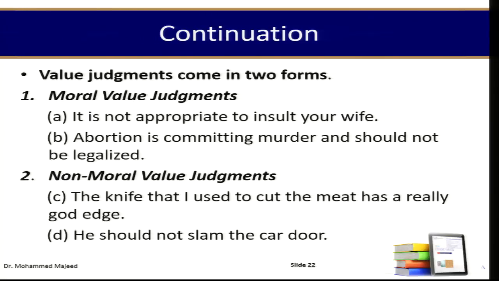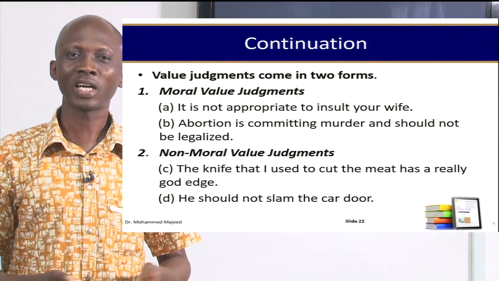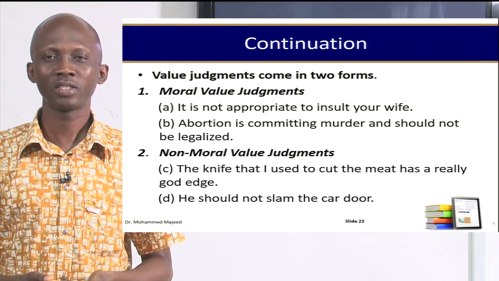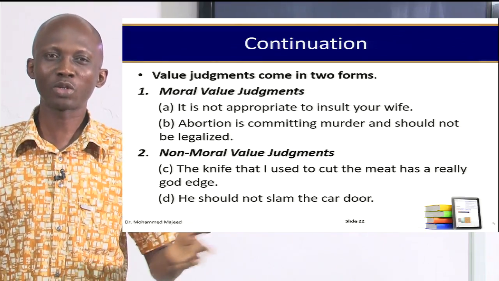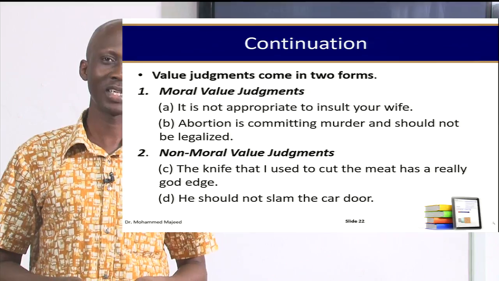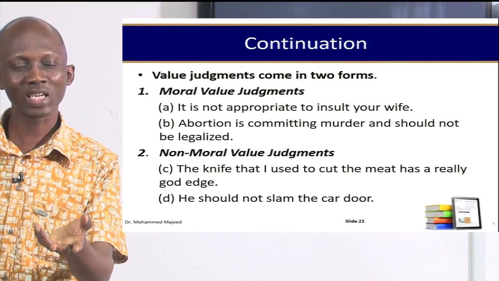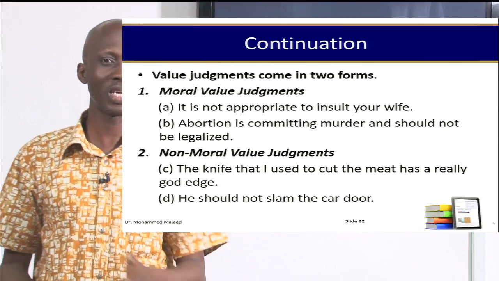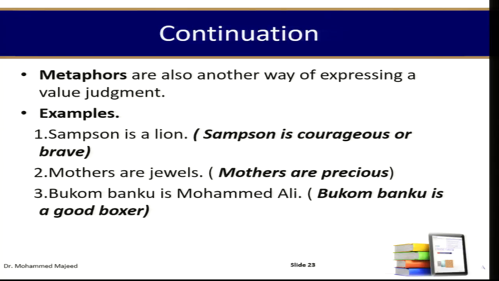But a non-moral value judgment is a judgment about how good or bad someone or something is, but which is not necessarily said in connection with morality. So I can say that this knife has a good edge. The word good is there. But I'm not talking about morality. I'm not saying the knife is moral. How is that possible? So goodness or badness can be in moral terms or non-moral terms. That's all this section means.